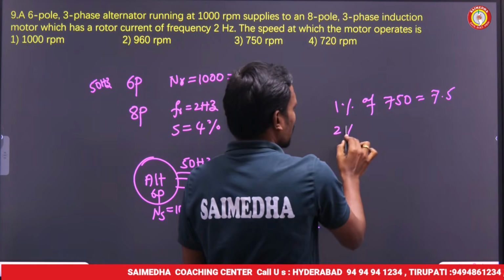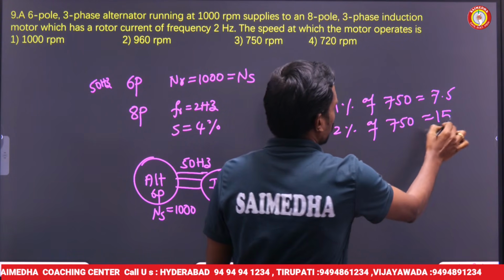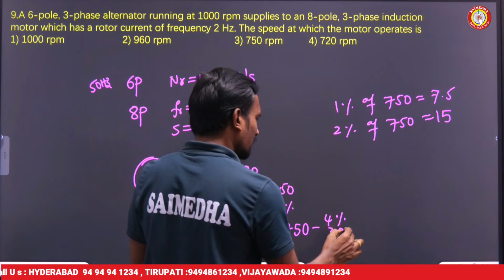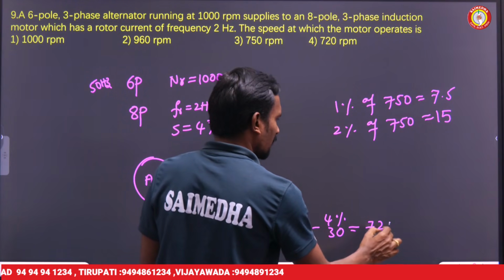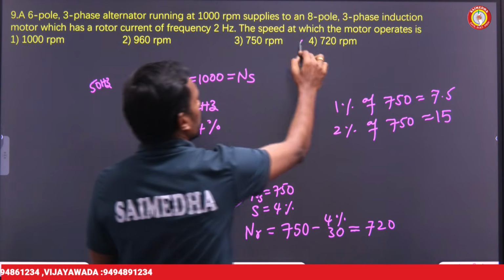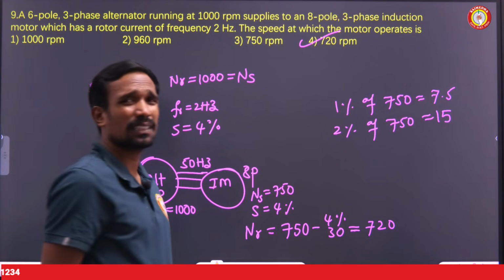What is 2%? The 2% of 750 is 15. What is 4%? 4% is nothing but 30. 750 minus 30, the answer will be 720. This is the way for competitive exams.